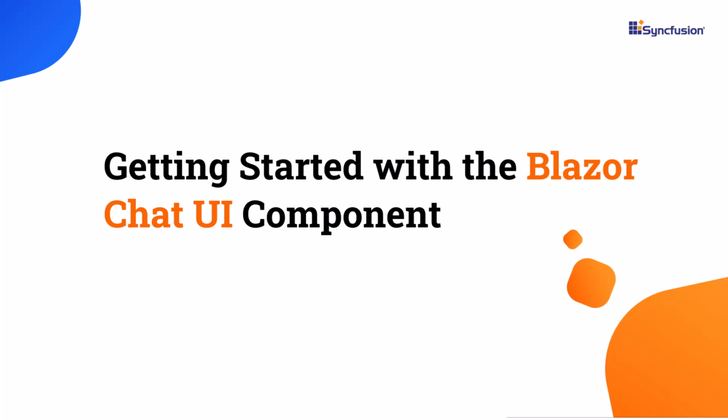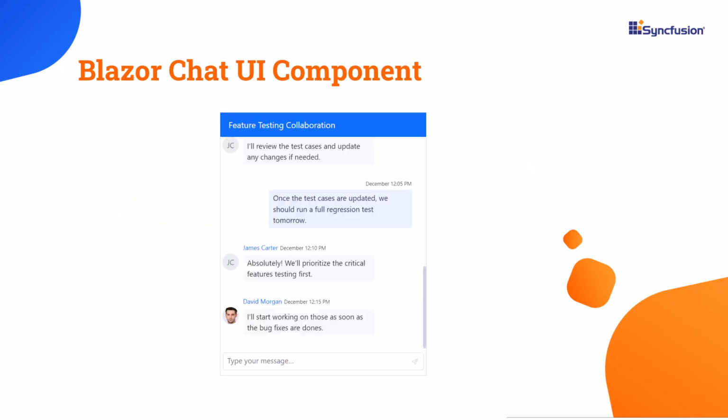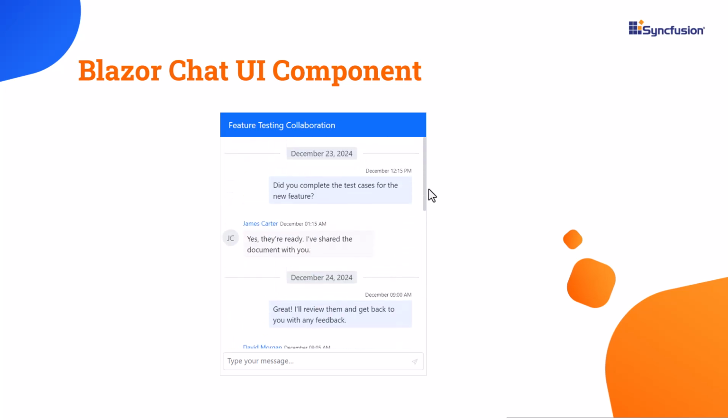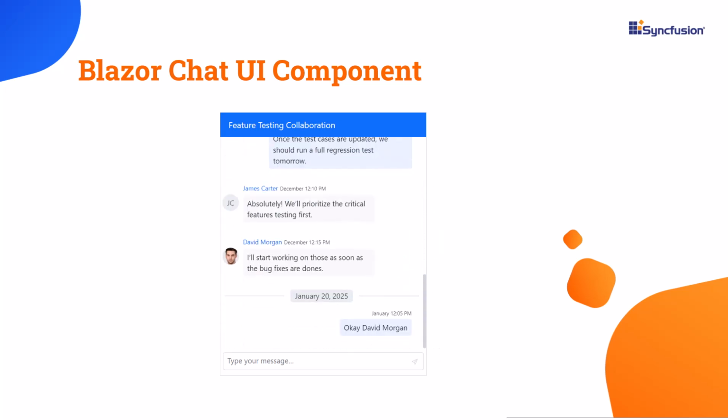Welcome to the Blazor Chat UI component tutorial. In this video, I will show you how to get started with the Syncfusion Blazor Chat UI component. This component is designed to create interactive and real-time chat applications. It supports features like message display, user interaction, and customization options, making it ideal for building modern chat applications.